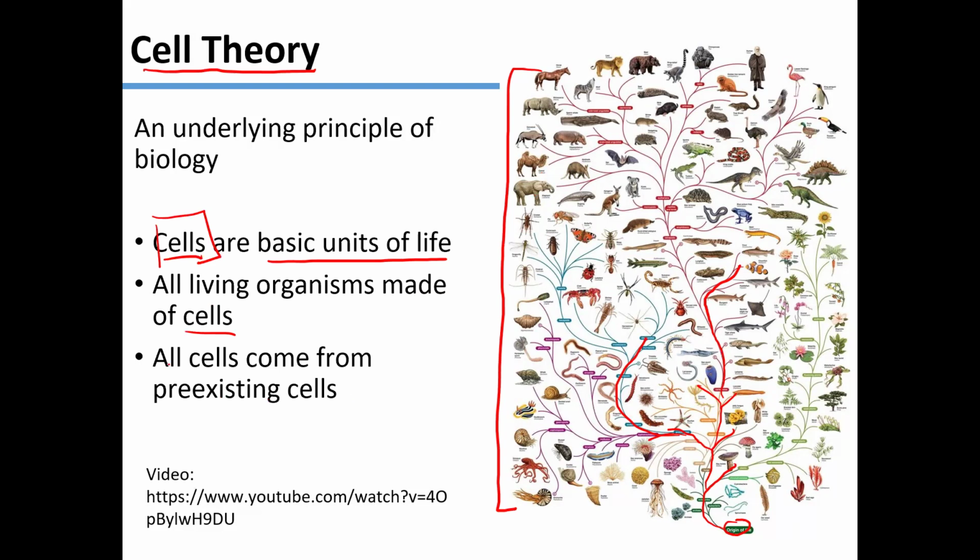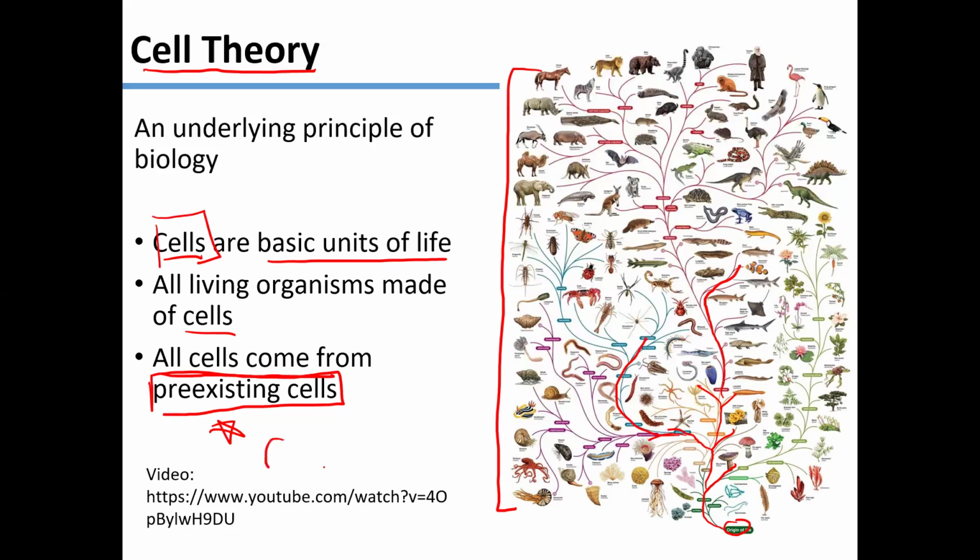And one thing is all cells come from pre-existing cells. So this is going to be an important piece to remember. Basically, what this means is whenever we go through mitosis and cell division, we're taking our original piece and dividing it out to make more cells. So again, all cells come from pre-existing cells.